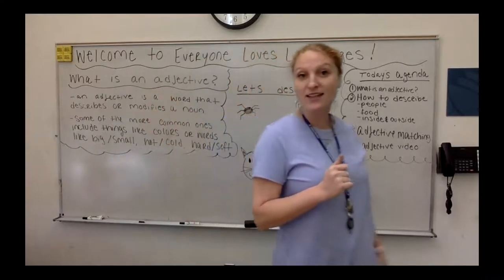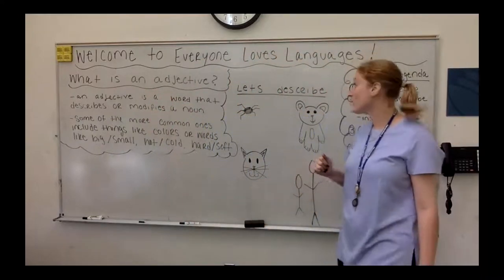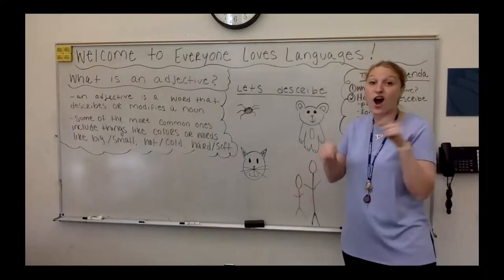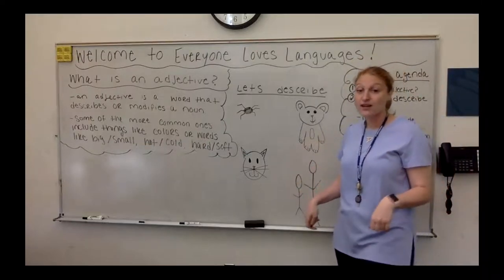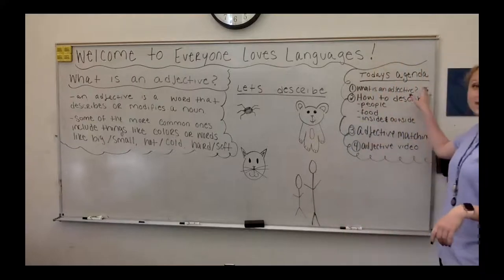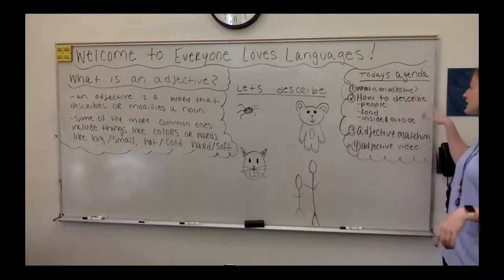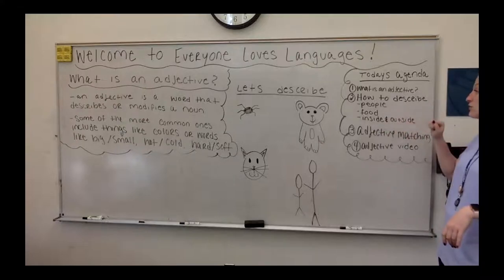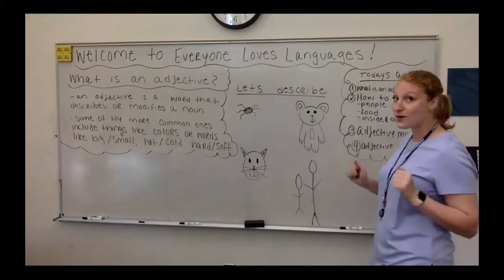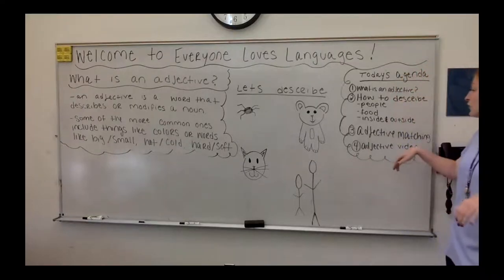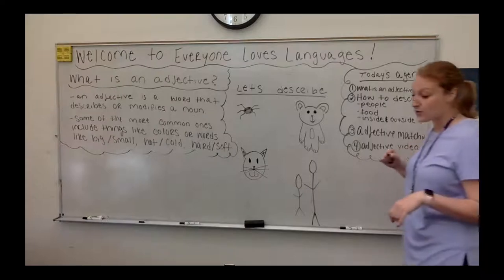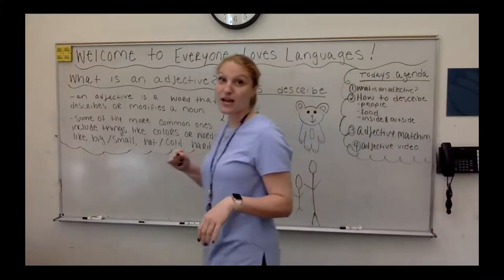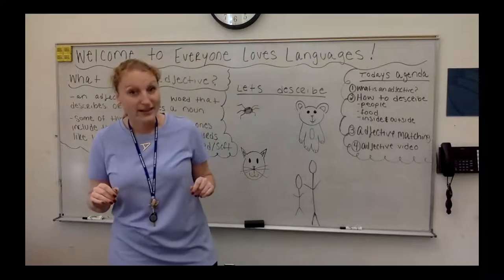My name is Alex, and what we are going to be doing is unpacking our adjectives, all right? We are going to start out with what is an adjective. Then we're going to break it down into how to describe people, food, inside and outside. We're going to focus on those four ideas today. Then we're going to do some adjective matching where you'll get to see some more of my fabulous artwork. And then we've got our adjective video, which is super fun and my favorite of the Schoolhouse Rock variety.